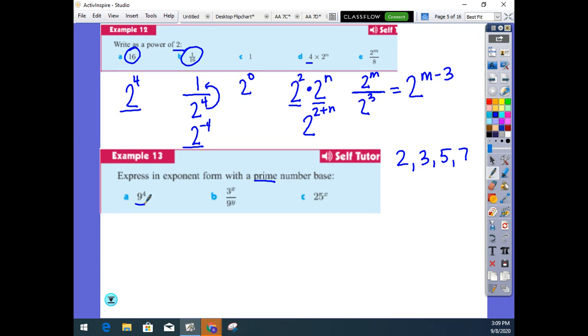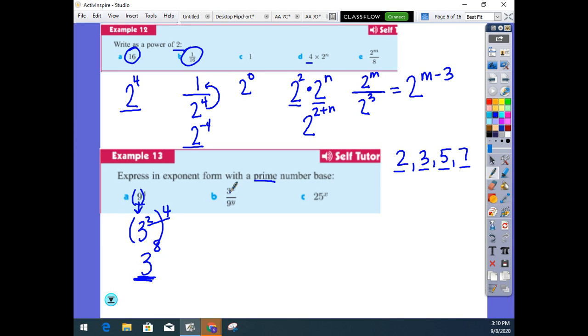These are all prime numbers. So 9, which one of these can be written as 9? 9 is 3 squared. So I'm going to replace 9 with 3 squared. Now I have a power to a power. So I multiply, and that's it. Prime number as a base.